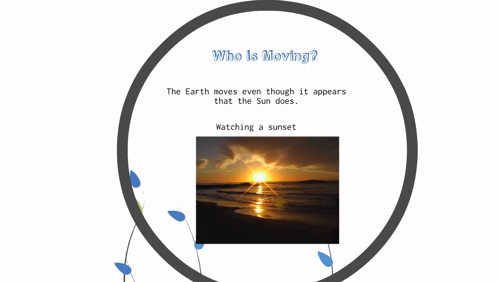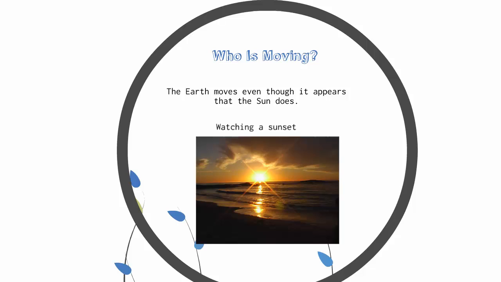So first off, the question is, who is moving? The Earth is the one that is moving, even though it appears that the sun does. And I use the example of watching a sunset as a great way of showing you guys how it looks like the sun is moving. If you guys have ever gone down to the beach on Lake Michigan and watched the sunset, it appears as though the sun is dropping out of the sky. It goes closer and closer to the waterline, and then it looks like it disappears beneath the water almost.